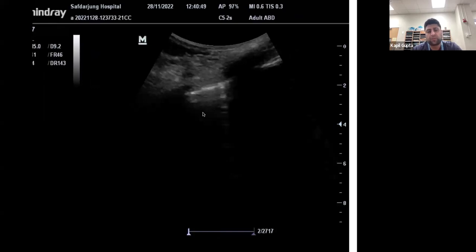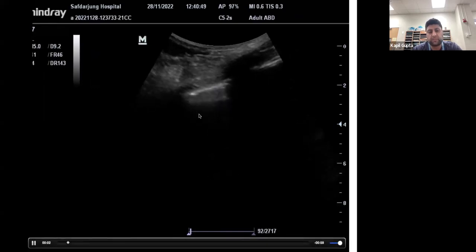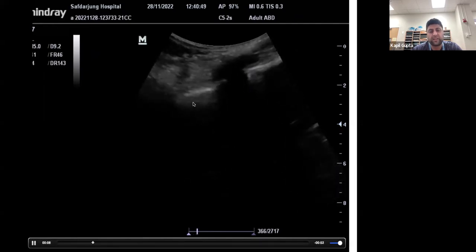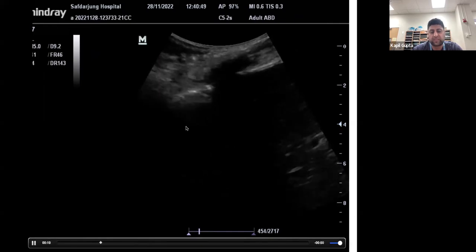This is stage 2 of consolidation, where you will see some B lines in just one portion of the lung, not throughout the lung, some B lines but not as many. And also sometimes there is absence of lung sliding.